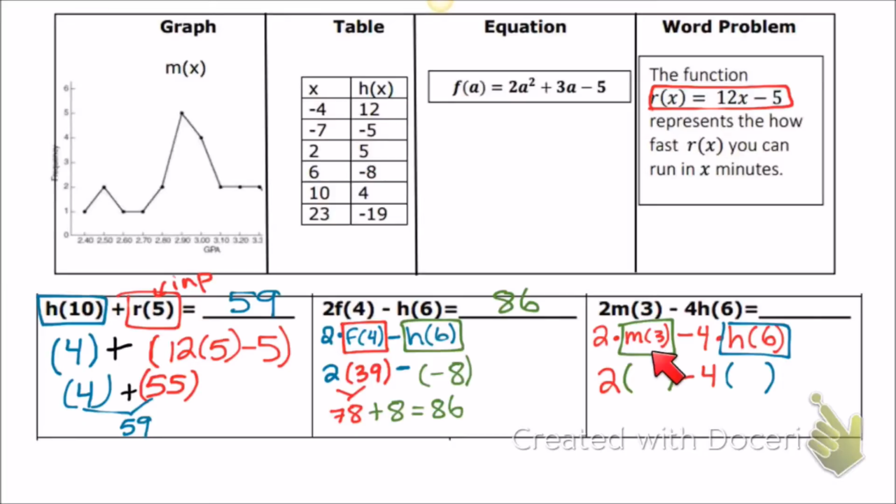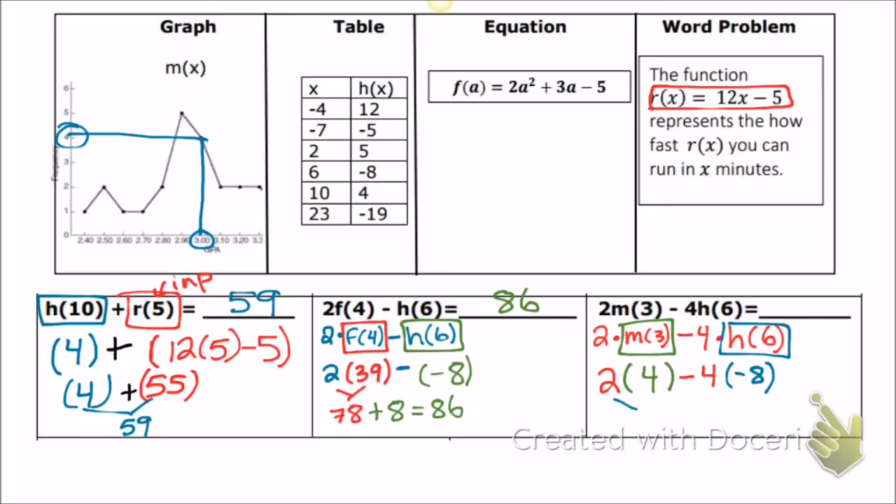So let's start up with m of 3. So we're going to use our graph. So when x is the number 3, right here, what would be our y value? It would be the number 4. So I'm going to write 4 inside. And then h of 6, right here. The x value is 6, so h of 6 is negative 8.